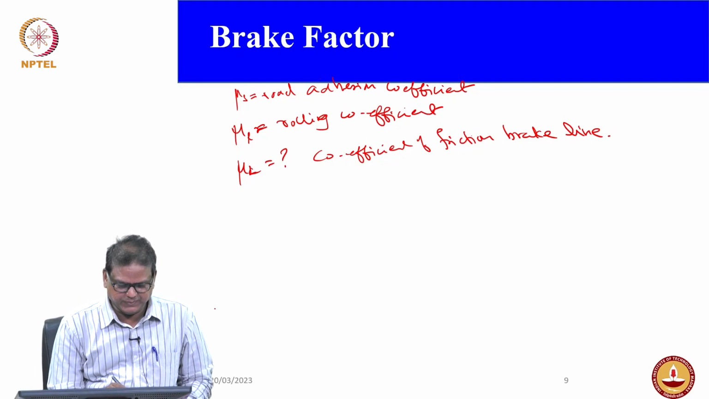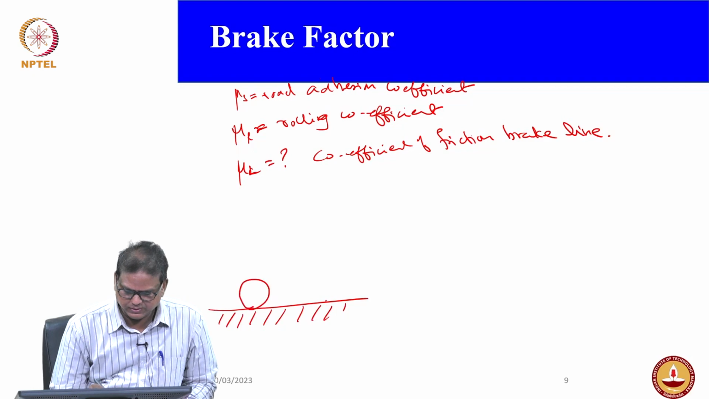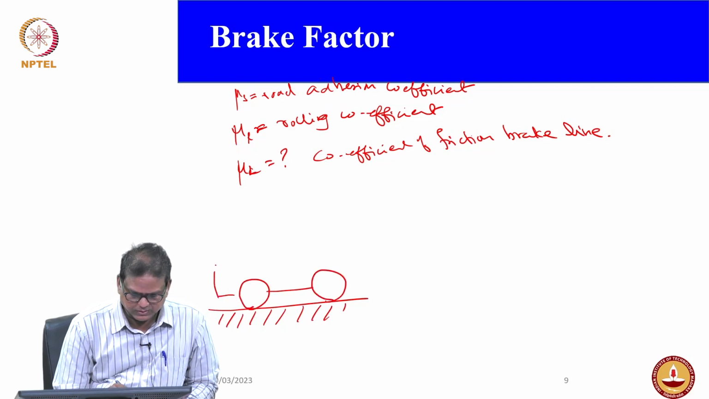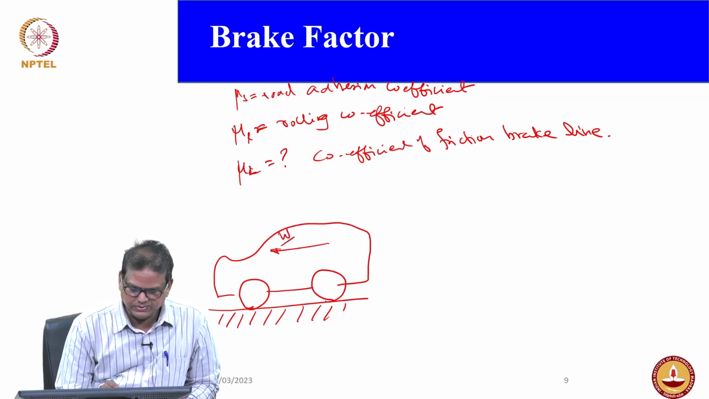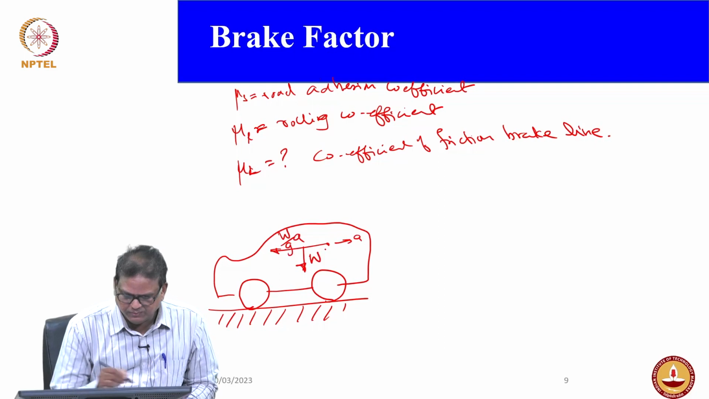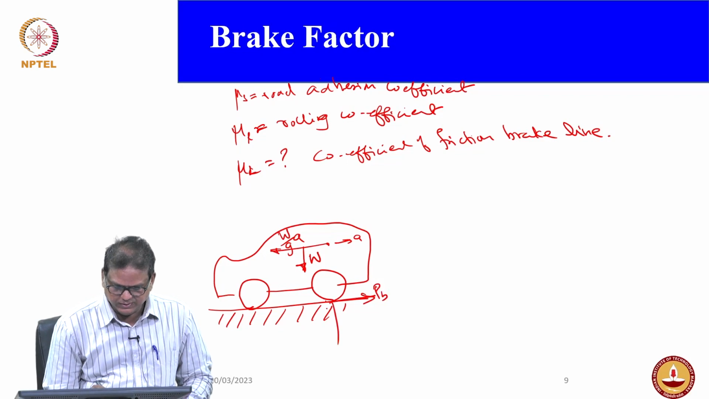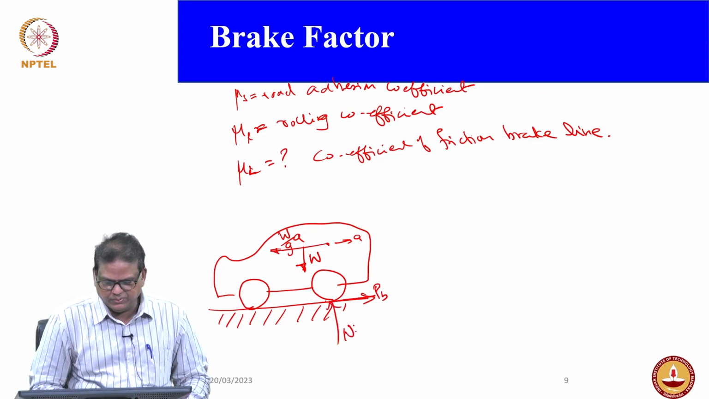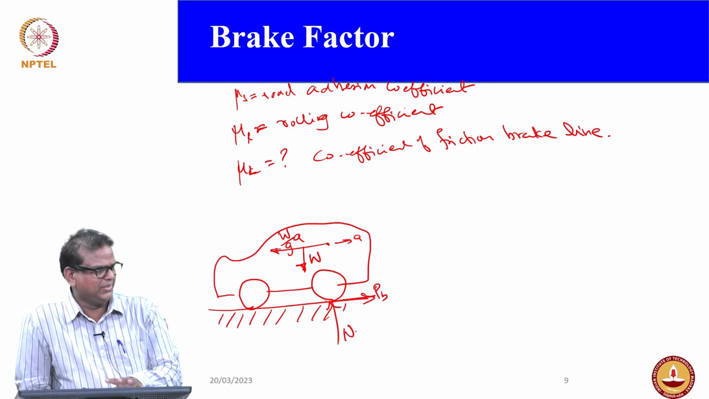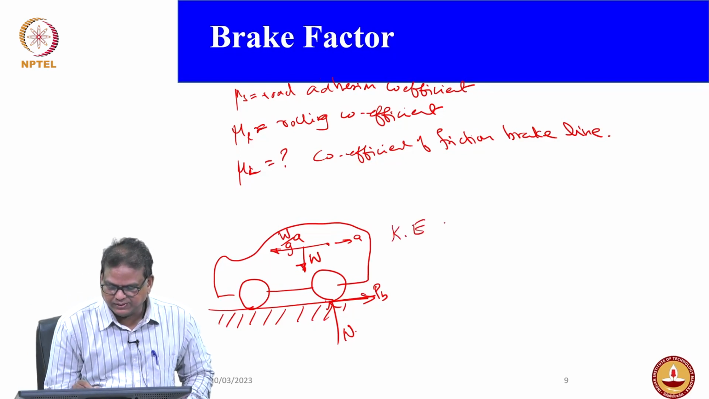We know that the vehicle is moving on the road surface in this direction. With W g by a, your deceleration rate will also be there. This is W. When this is happening, the PB will come here, and your reaction force will come into the picture. Whatever we are talking about is the entire kinetic energy of the vehicle.